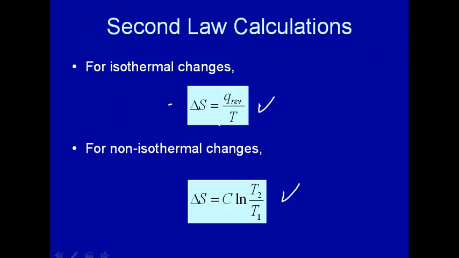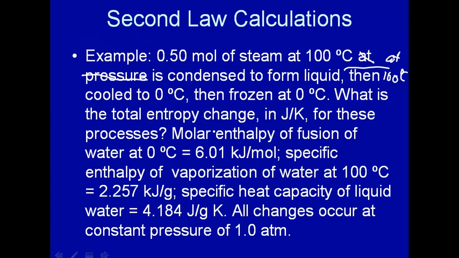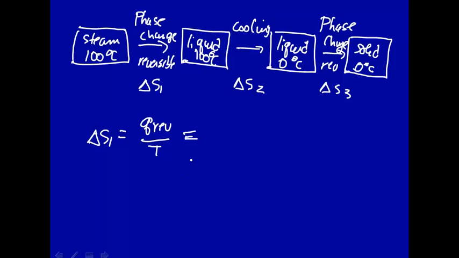Well, what we have in the problem is the specific enthalpy of vaporization of water. That's how much heat it takes: 2.257 kilojoule per gram. That's how much heat we would have to put in to take 1 gram of water and change it from a liquid to a vapor. We're going the other way around, from the vapor to the liquid, so this would be a negative sign here.